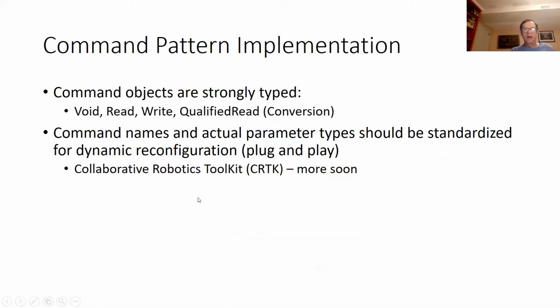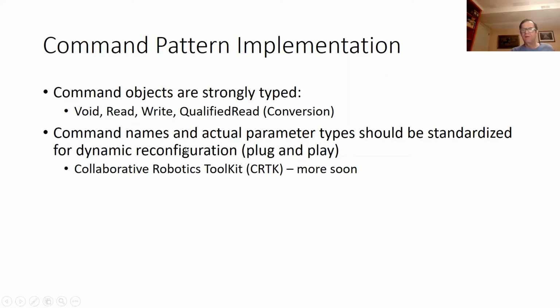So the command objects we have are strongly typed. Some of the main ones are void, meaning I'm just sending, it's almost like an interrupt. I'm just sending a command without parameters. Read is usually reading data from the server, like from the state table, although it could also be other types of reads. And again, write is like void. It's a command that's sent out with a parameter. And then qualified read is sort of a two-way thing, a read and a write.